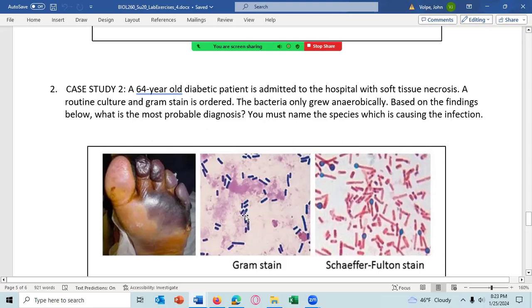Here is a picture of the gram stain. And here is a picture of the Schaefer-Fulton stain. If you don't remember what this stain stains for, and you can't figure it out from the picture, the Schaefer-Fulton stain is mentioned in the lab module.